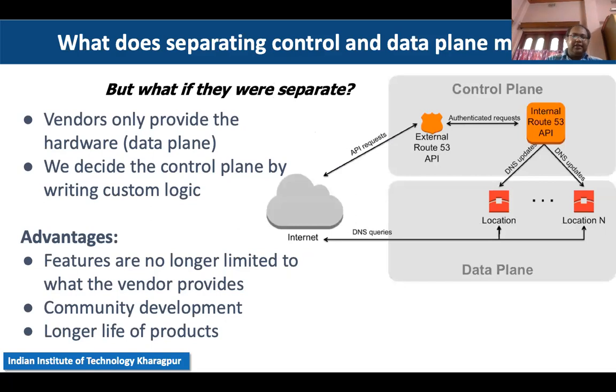So the advantage is that the features are no longer limited to what the vendor provides, because the software is in your control. So you can build your own API in the control plane. And nowadays, many open source software controllers are available to support SDN primitives. You can actually write your own program on that open source control plane and deploy it over your network.